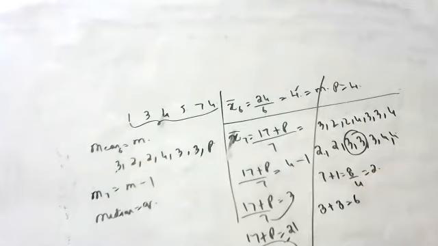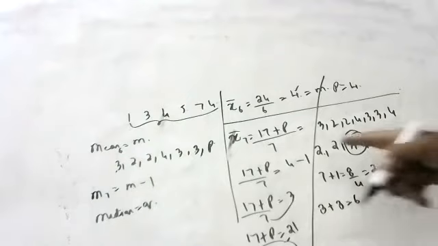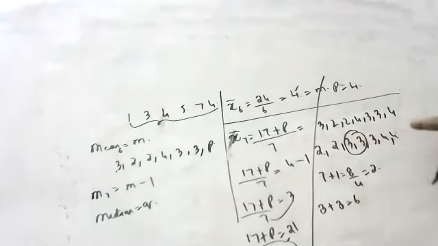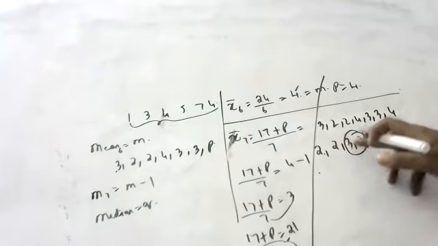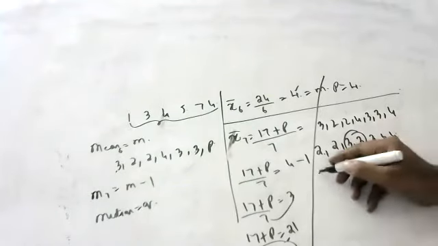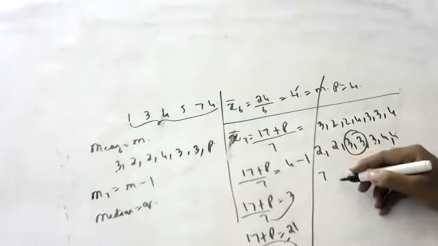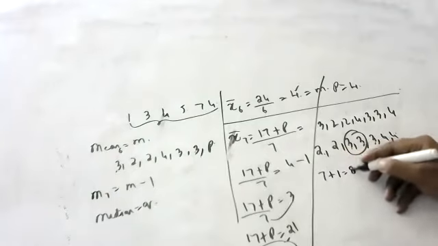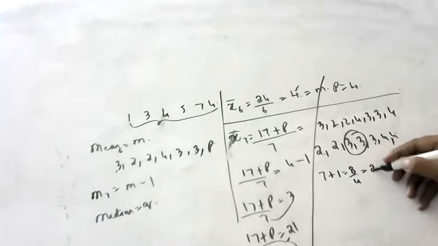Sir, only 3 is the median. 2 and 4 will be cancelled, 3 and 3 are cancelled, and only one 3 is left. 1, 2, 3, 4, 5, 6, 7, so 7 are there. 7 plus 1 is 8, 8 by 2 is 4.